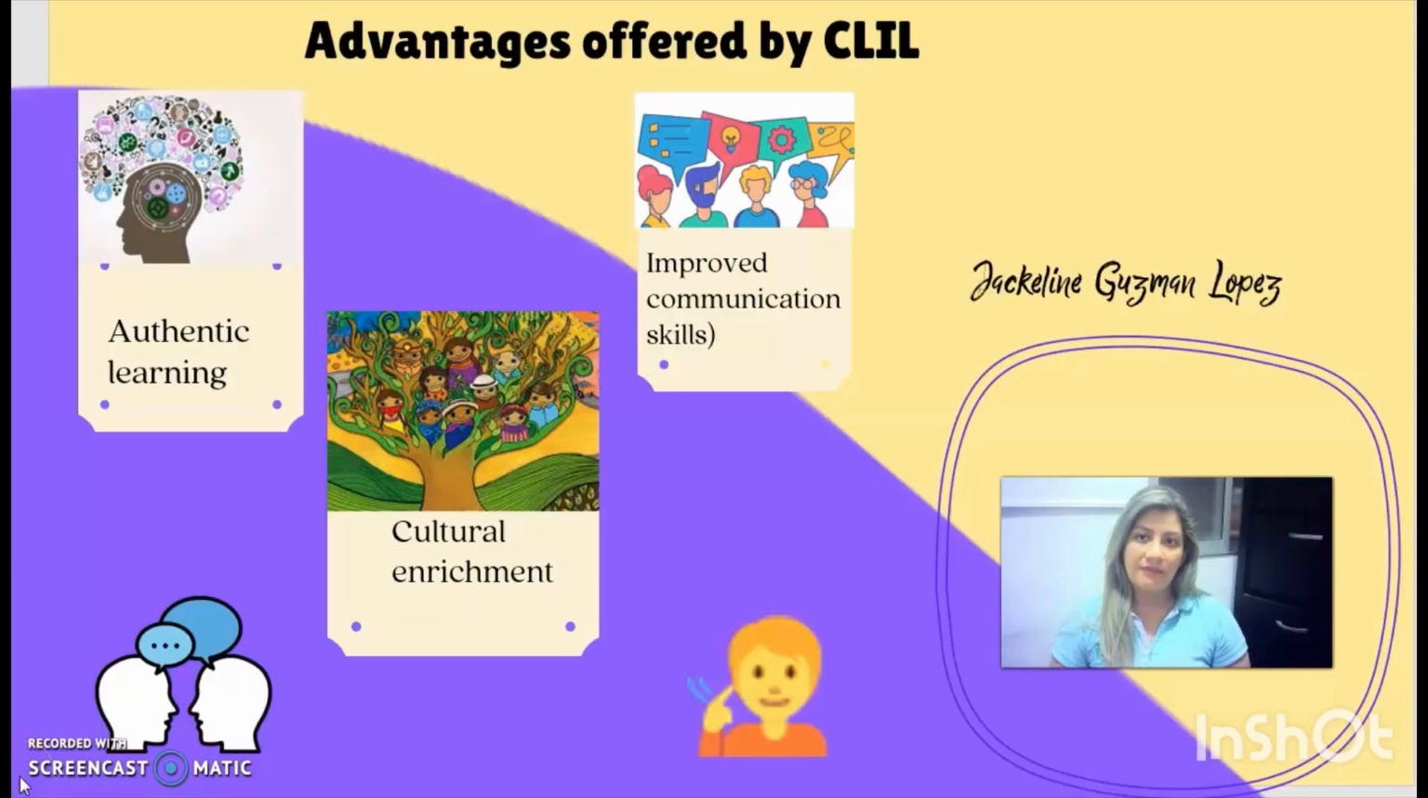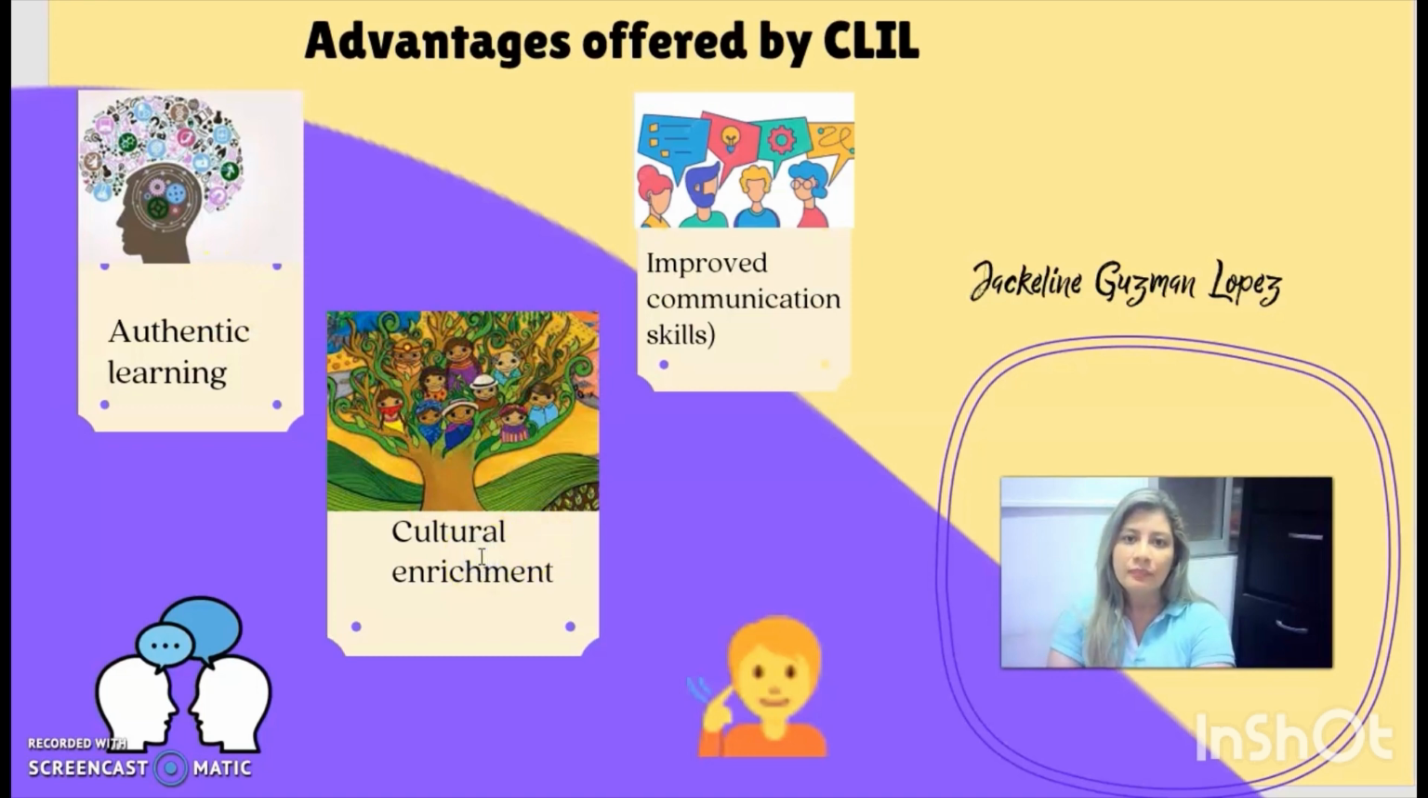We continue with the advantages offered by CLIL. The content and language integrated learning approach offers a number of significant advantages for our students. One of these is authentic learning, since CLIL gives the opportunity to learn language in a real and meaningful context. When faced with real situations where they need to use the language to understand and communicate about disciplinary contents, students achieve deeper and more meaningful learning.